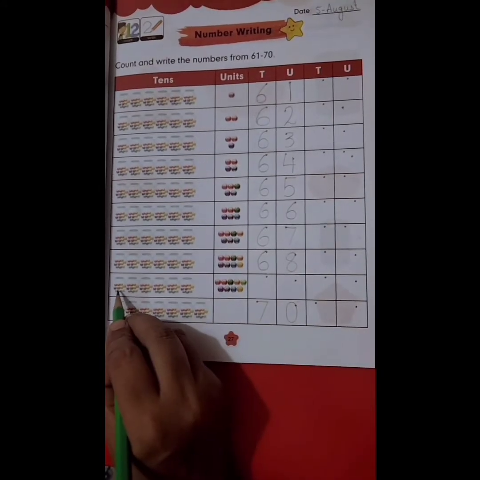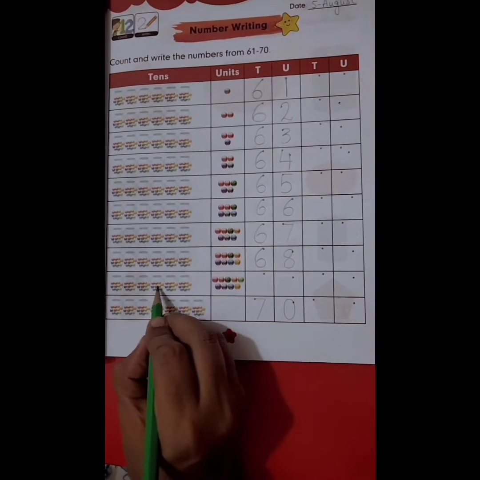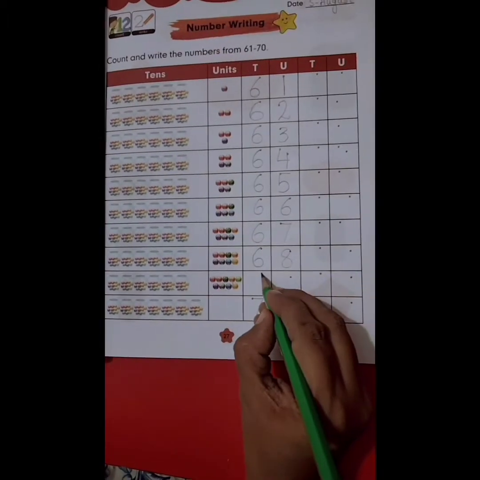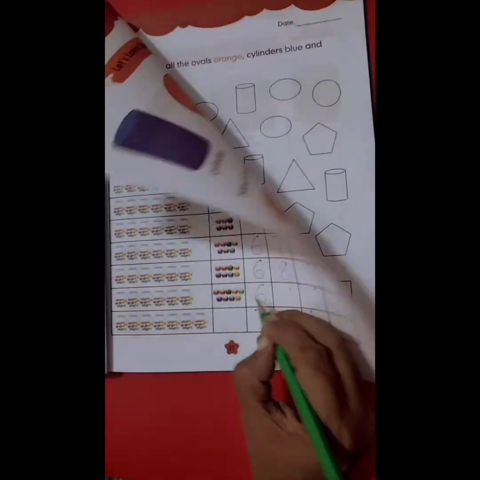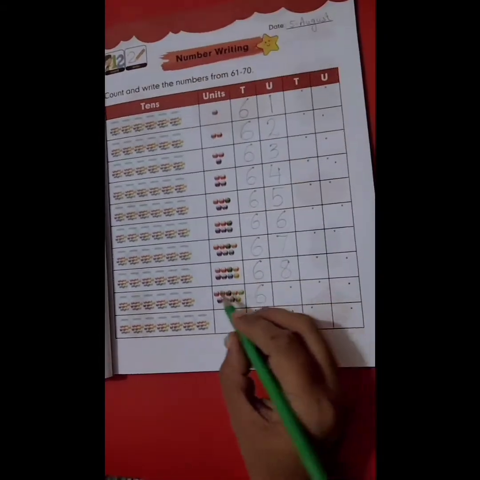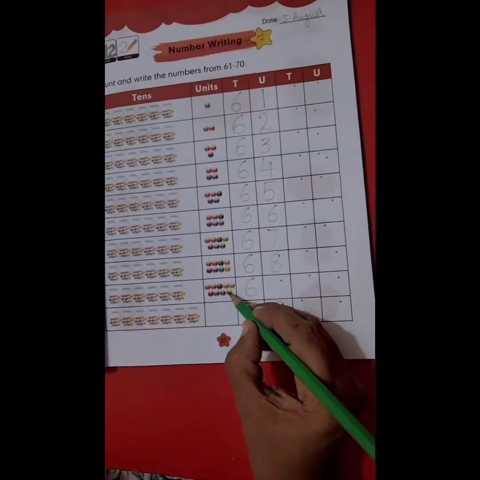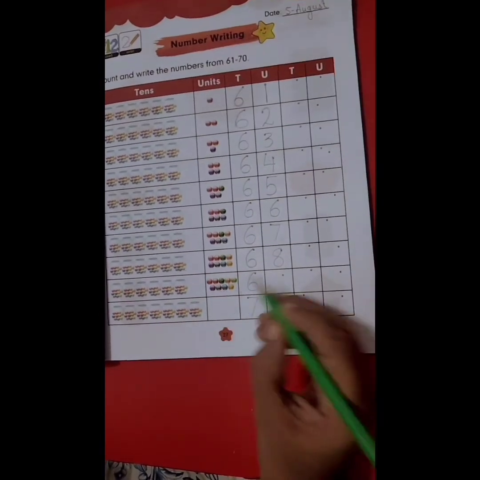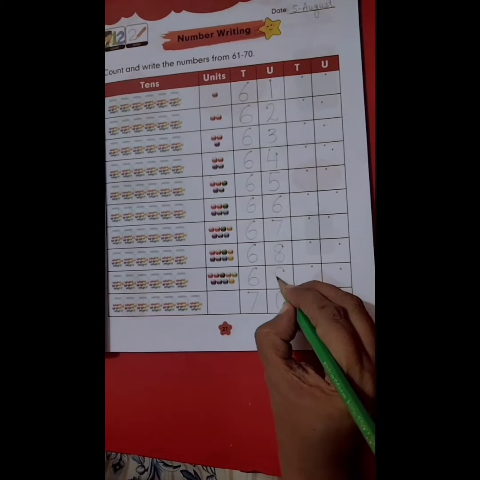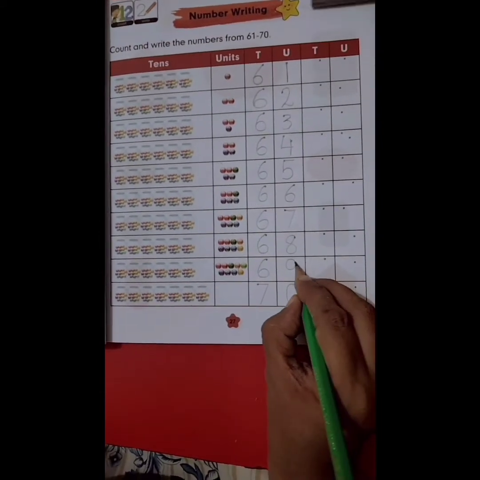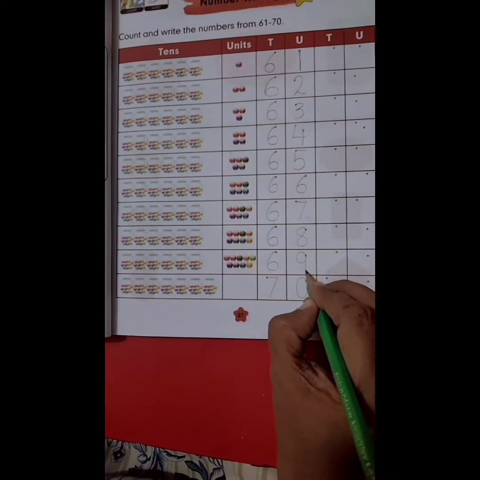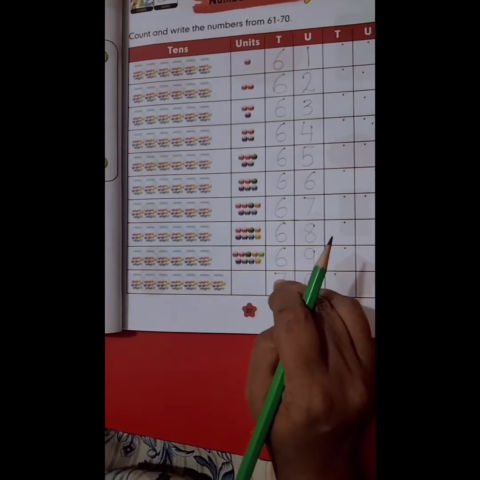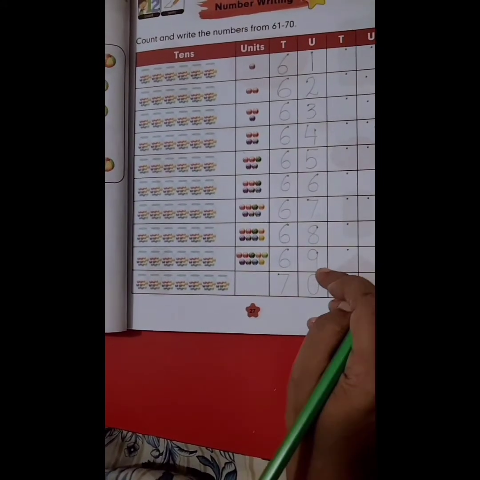Now count. 1, 2, 3, 4, 5, 6. 6 jars. Now how many units are there? 1, 2, 3, 4, 5, 6, 7, 8, 9. So we have to write 9 in the unit column. Okay. What comes after 69?